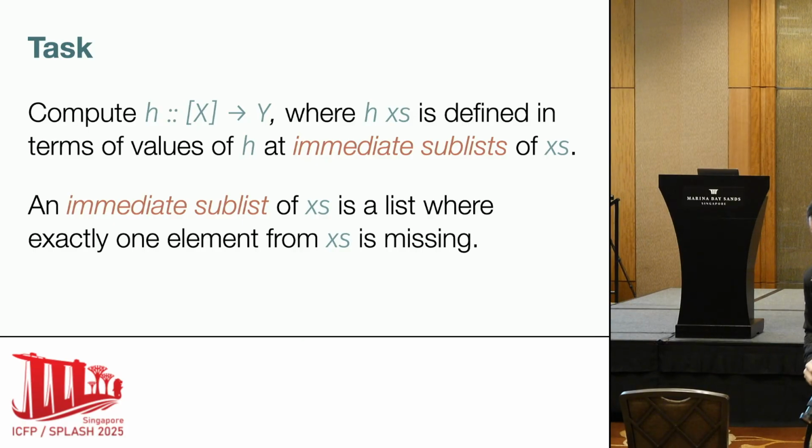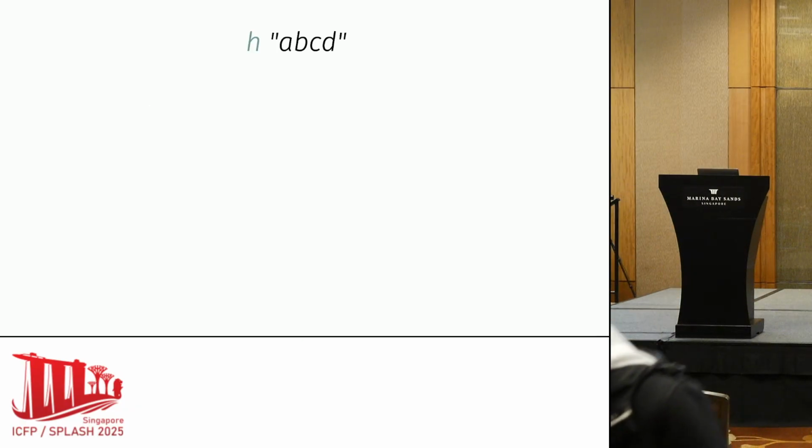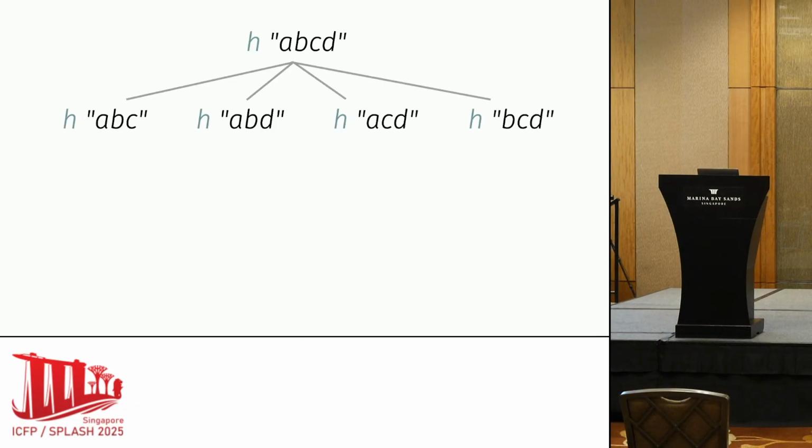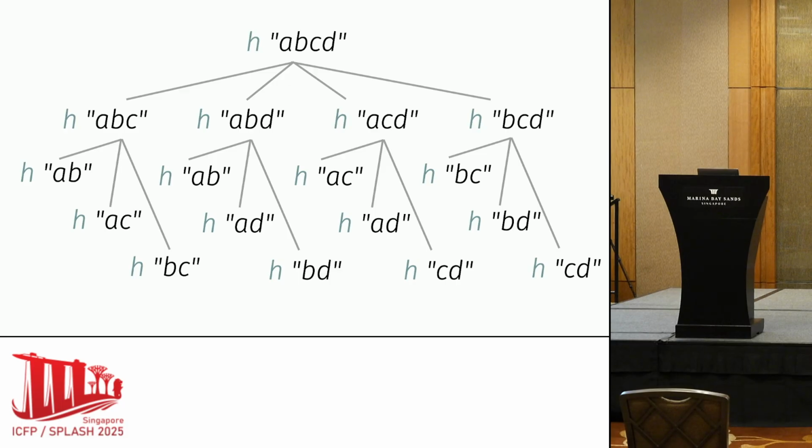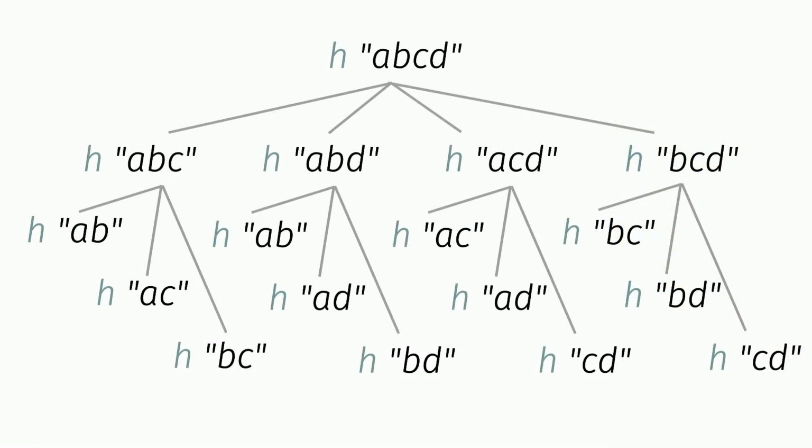For example, to compute h of ABCD, we need the values of h of ABC, ABD, ACD, and BCD. And to compute the value of h of ABD, for example, we need the values of h of AB, AD, and BD, and so on. If we compute in this top-down manner, you will see that we end up doing lots of recomputations. Like in this picture, h of AB is computed twice, h of AC is computed twice, and when the list gets longer, we will see more repetitions.